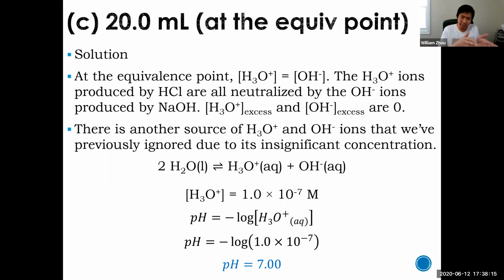So for the previous question, when we actually did have HCl, it is producing hydronium at high concentration, way higher than 10 to the negative 7. So yeah, water is helping, but realistically, when you calculate the pH, even if you add this, it's not going to make a difference. So we ignored that. But now at the equivalence point, it's different. All the acids have reacted. They're gone.